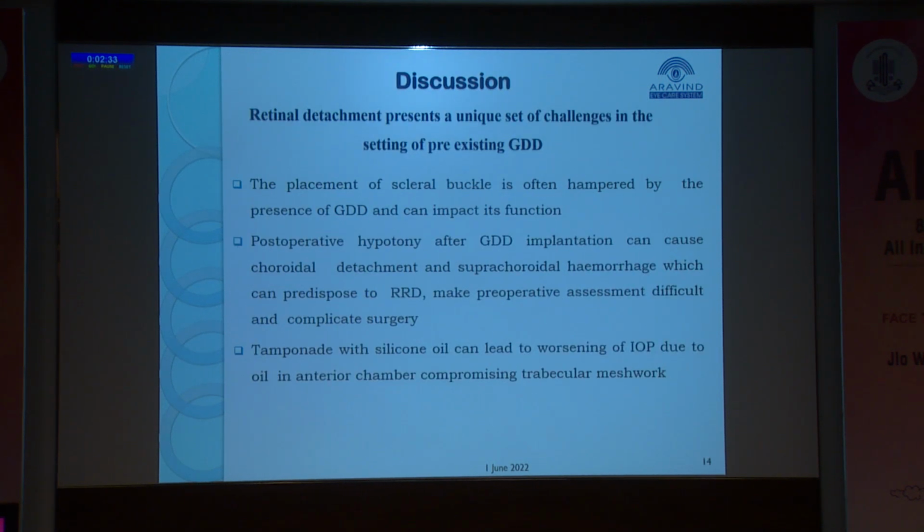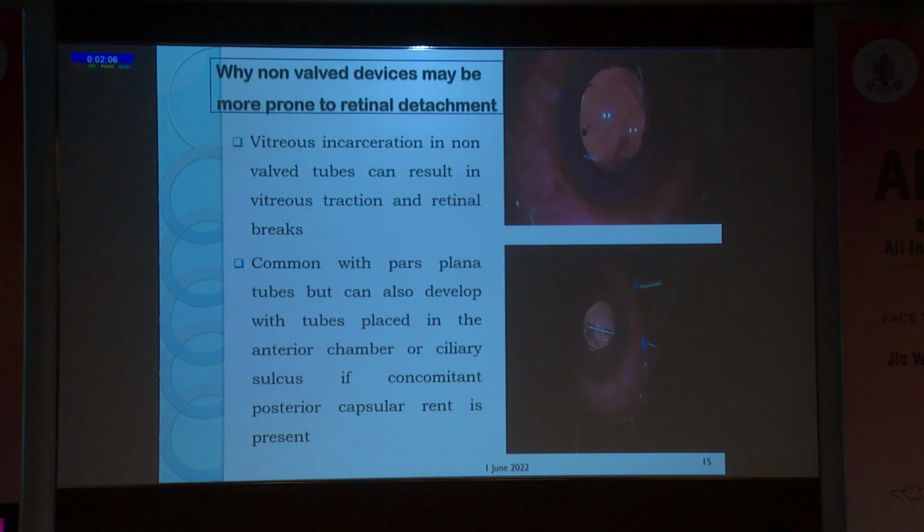What are the problems in RRD management in eyes with GDD? Scleral buckle placement is difficult because of the presence of the GDD device, and it can also hamper the functioning of the AADI plate. Post-operative hypotony after AADI implantation can cause choroidal detachment and suprachoroidal hemorrhage. It predisposes to RRD, makes preoperative assessment difficult, and surgery is also complicated. Tamponade with silicone oil can lead to worsening of IOP if there is oil in the anterior chamber. This compromises the trabecular meshwork.